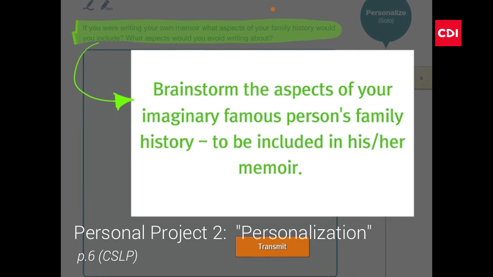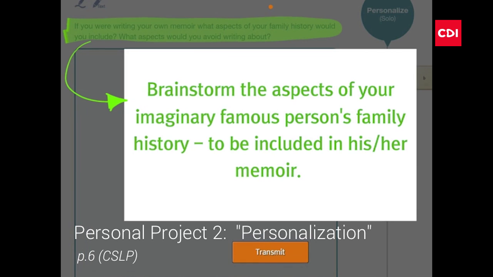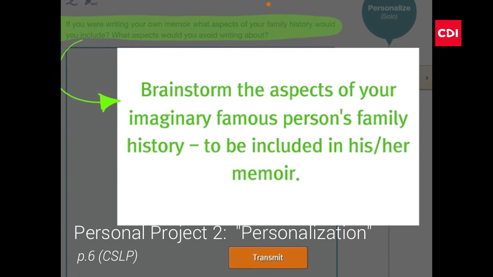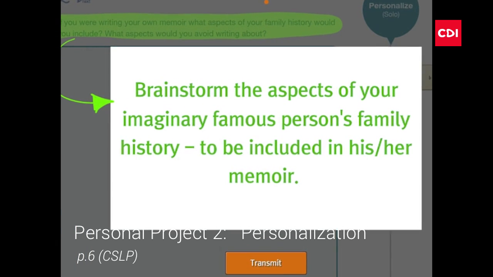Then the second personal project on page 6, it originally said, if you were writing your own memoir, what aspects of your family history would you include or avoid?